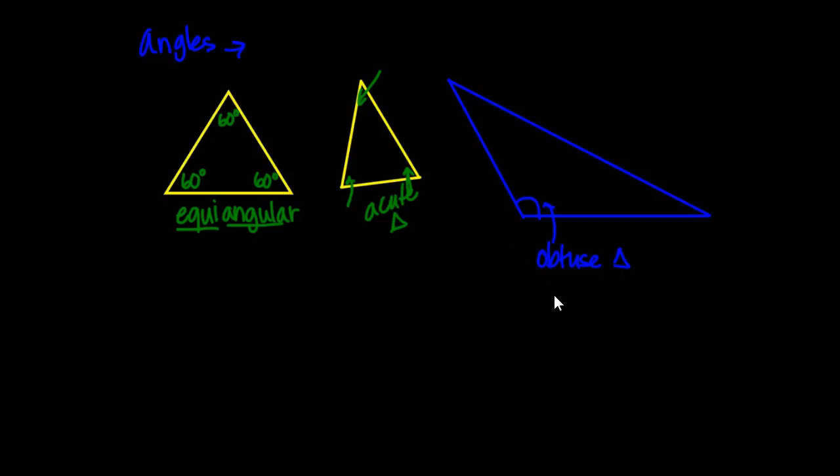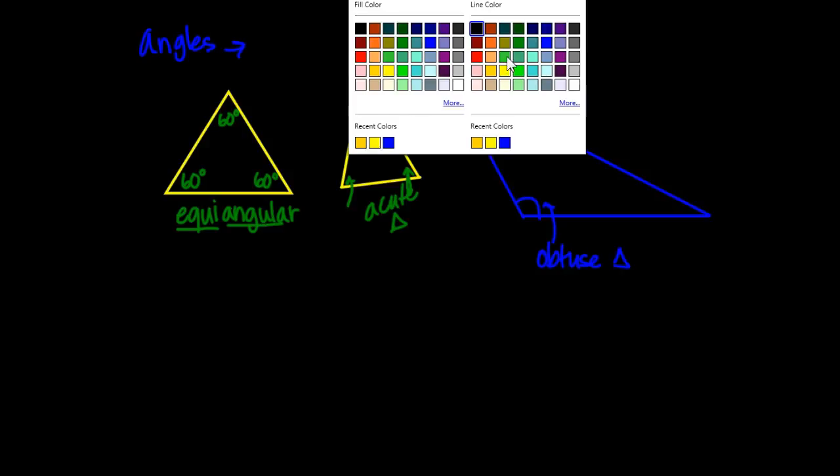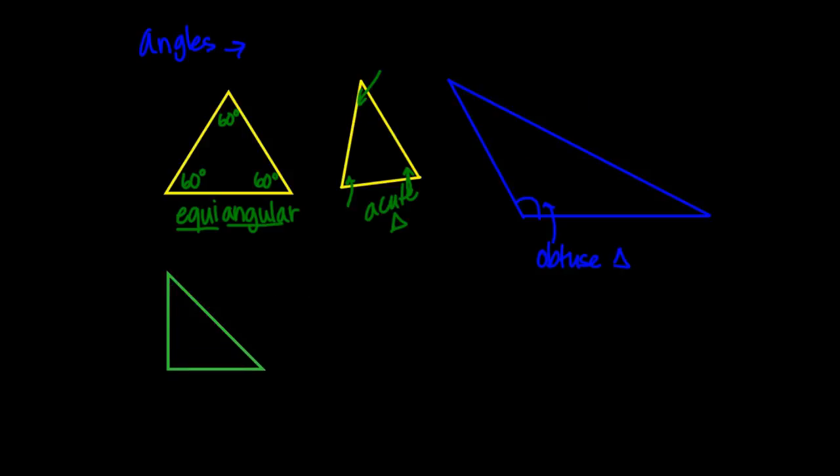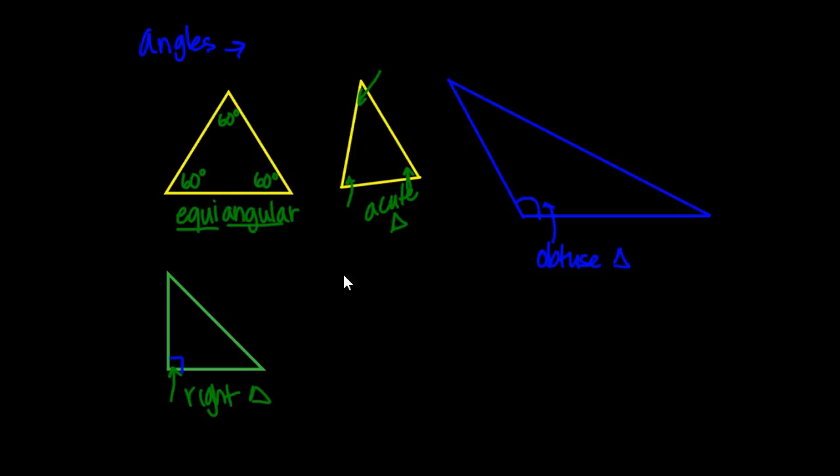All right, then the last one would be a right triangle. A right triangle. So guess what? One of the angles is going to measure 90 degrees. Usually that angle will be marked like so, but this will be a right triangle, and it has one right angle. The other two will be acute angles because the other two have to add to be 90 degrees. Yeah, they have to be complementary. So, yep, you got it. That's how you classify triangles by their angles.